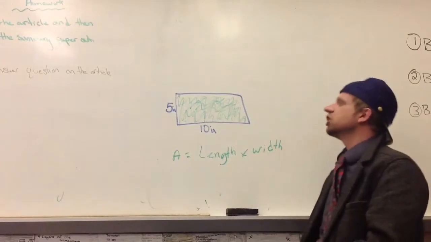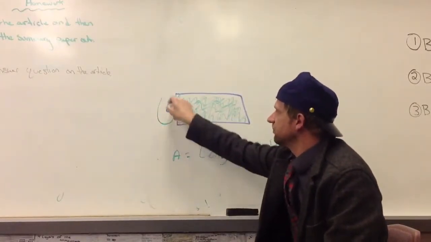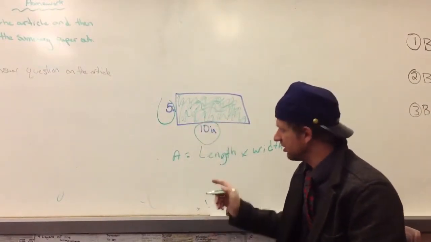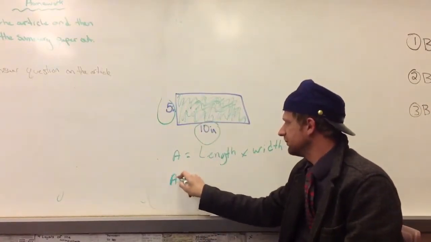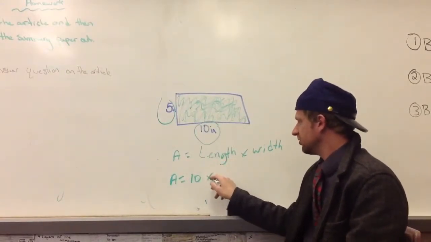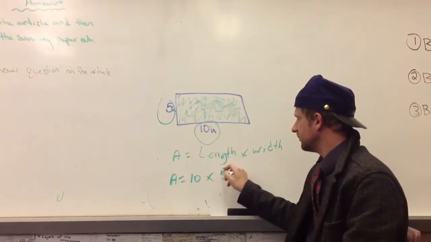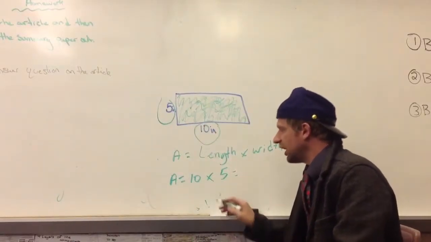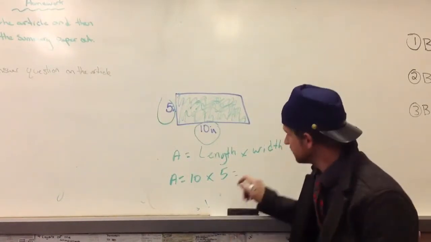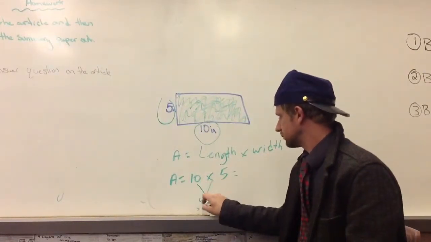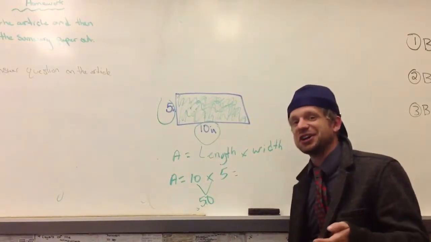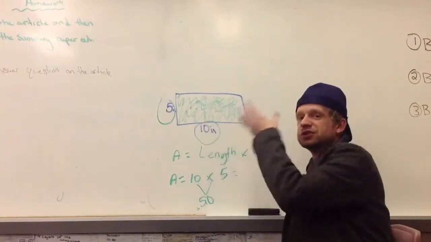Excellent job. So, 5 inches right here, that is the width. And 10 inches, that is the length. So really, area equals 10 for length times 5 for width. And we know that 10 times 5 gives us 50. So, the area of this rectangle is 50.